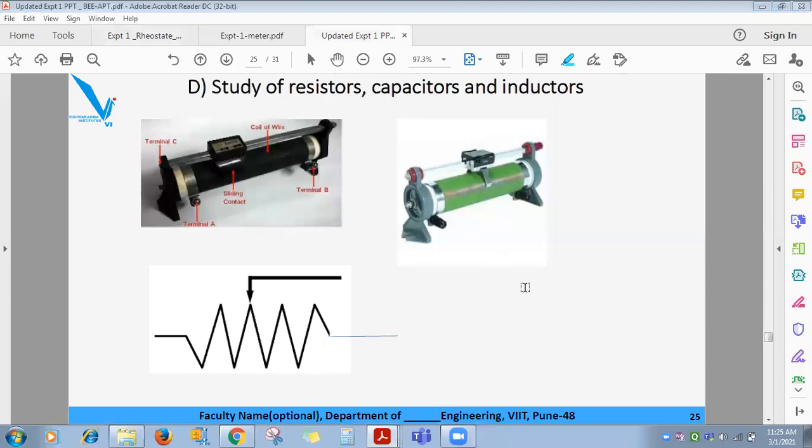So see, in case of variable resistance, how does it act? This is the incoming terminal A. Current will enter over here, and this is the leaving wire I am connecting to C. Current will leave from this end.